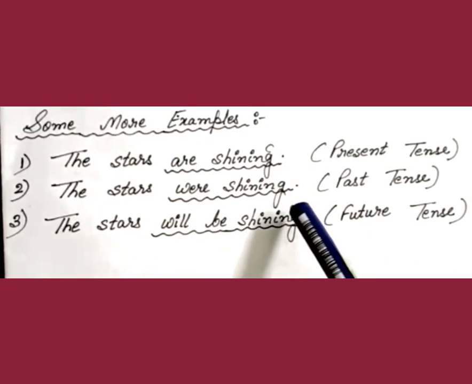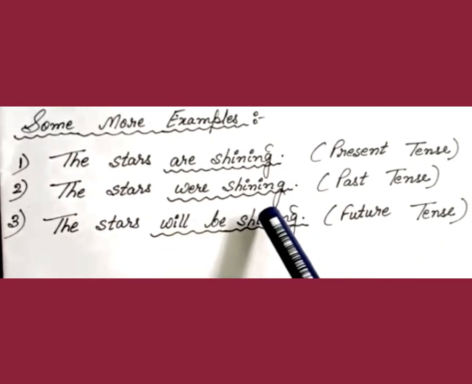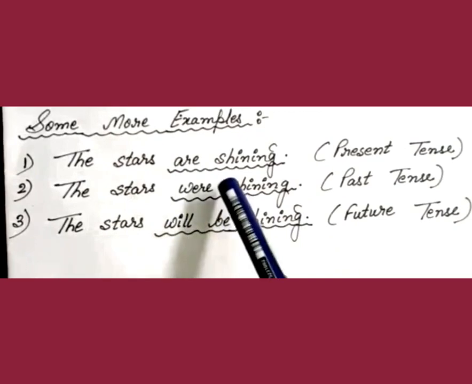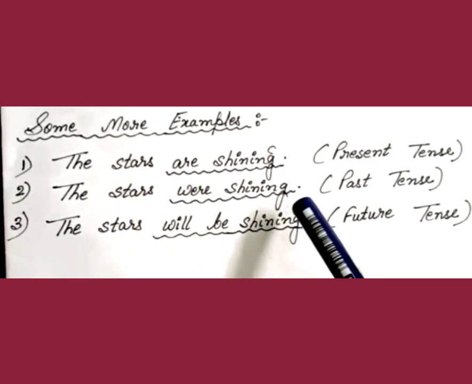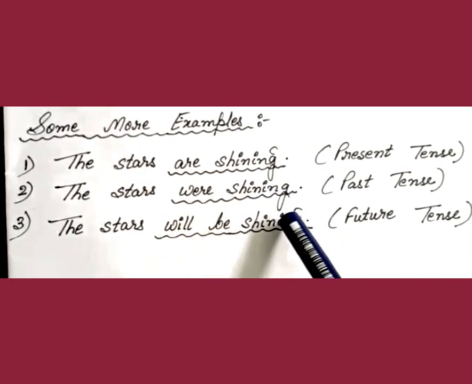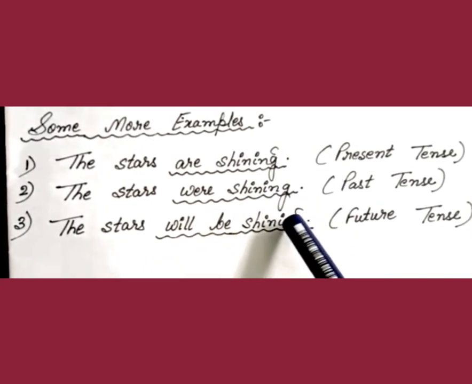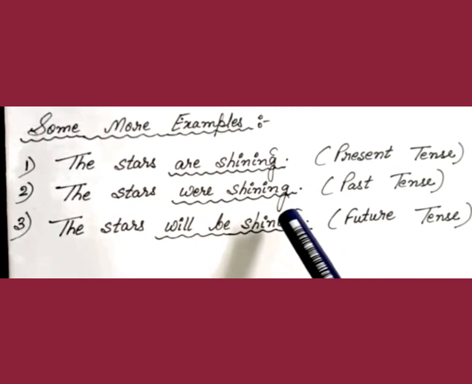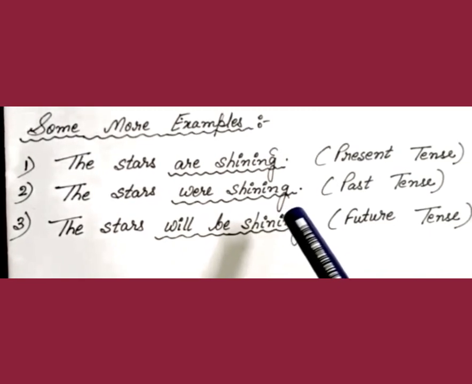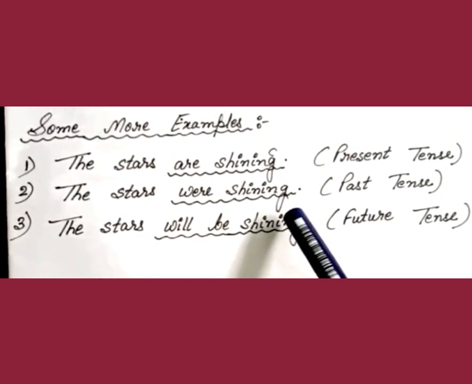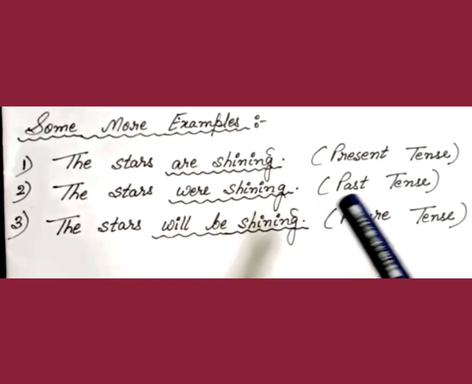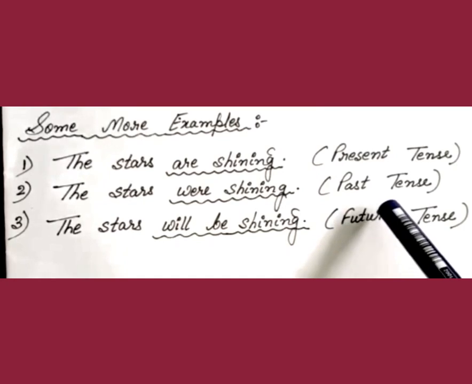In the second sentence, the stars were shining. Again, the form of the verb, were, tells you that the action that is being referred to here belongs to the past. That means here it is being said the stars were shining before and the action is not being done right now. The stars were shining in the past. Hence, this sentence belongs to the past tense.